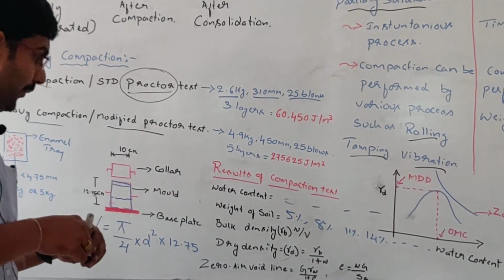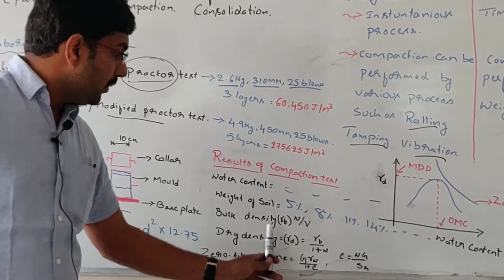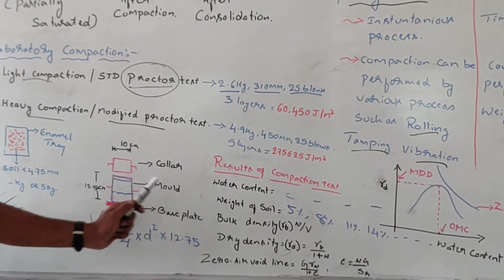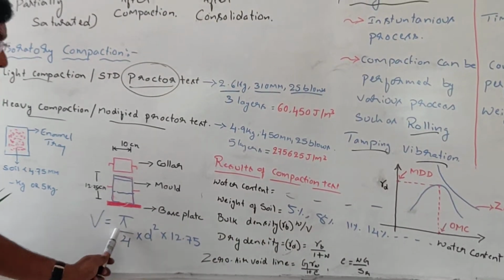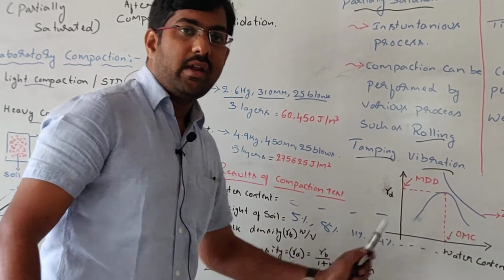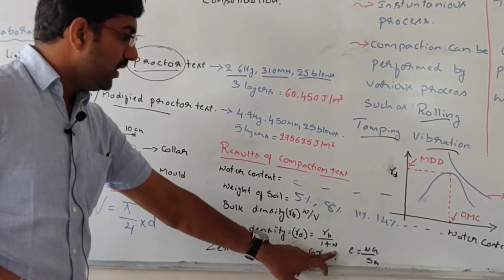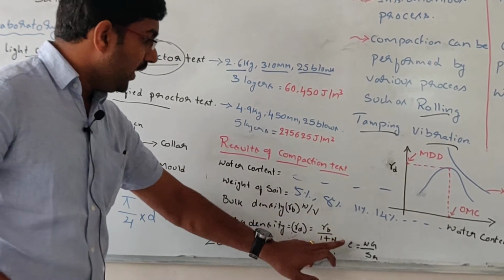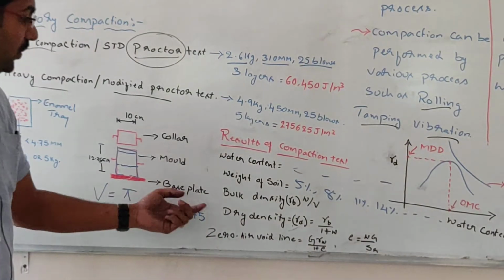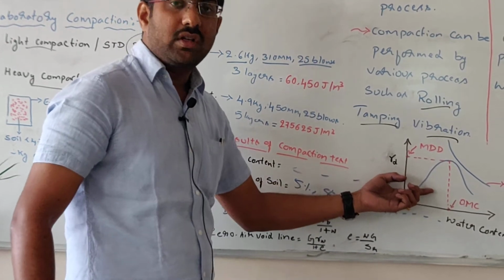Once we get the volume, calculate the bulk density of the soil. The bulk density is calculated as the weight of soil in the mold over the total volume of the mold. Similarly, calculate the bulk density for all the water contents and weights. After that, calculate the dry density of the soil by substituting the value of bulk density and the water content added at each stage. Once you calculate the dry density, you plot the curve which is called the compaction curve.